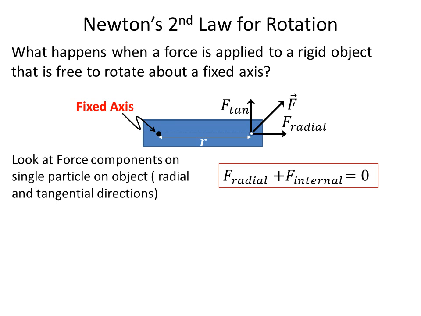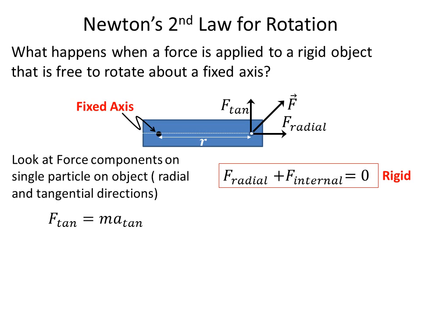If we look at the force in the radial direction, there are two parts to it. There's the radial part that you're supplying, plus whatever internal forces hold the object together. Because the particle does not leave the object, F radial plus F internal must be equal to 0. This is what we mean by rigid. The particle on the object is not free to move in the radial direction, so the net force in the radial direction must be equal to 0.